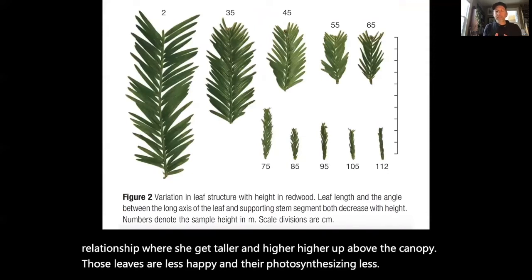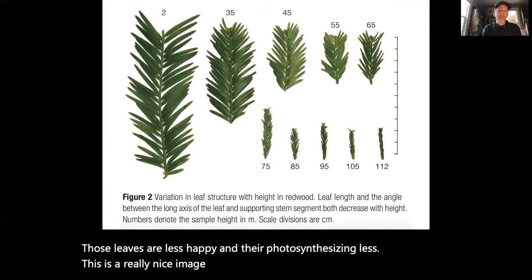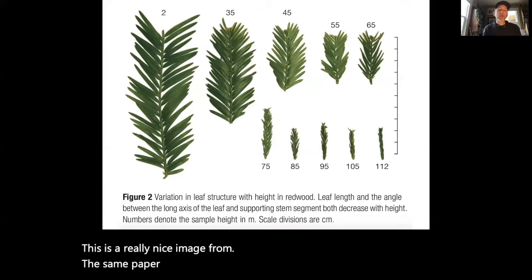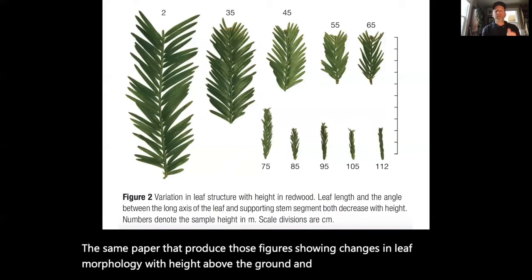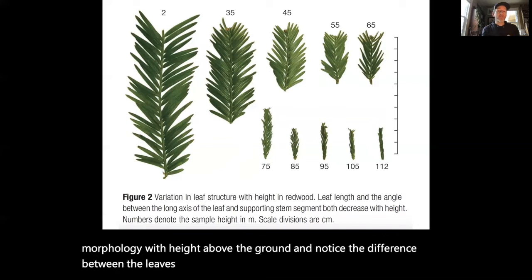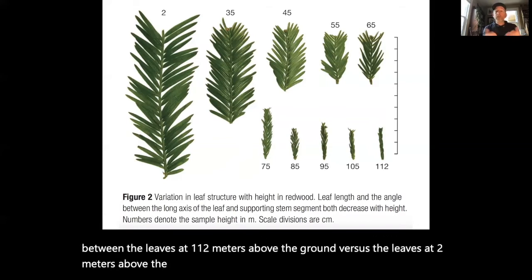This is a really nice image from the same paper that produced those figures showing changes in leaf morphology with height above the ground. And notice the difference between the leaves at 112 meters above the ground versus the leaves at 2 meters above the ground. Wow, you would think these are different plants if you just happened upon them.